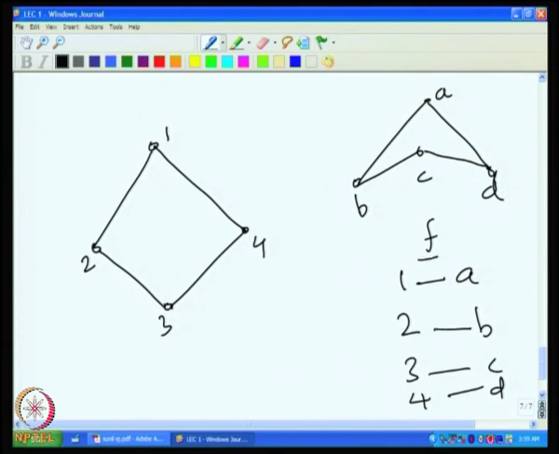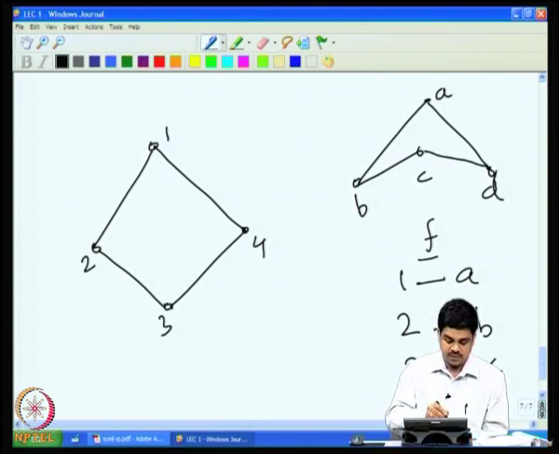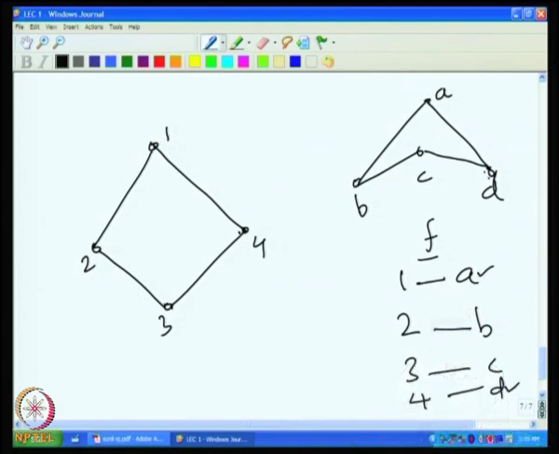As we want, whenever there is an edge, that means 1 4 is an edge, the corresponding vertices a and d have an edge between them. Similarly, 1 3 is not an edge, and between a and c, the corresponding vertices, there is no edge. So, we say that these two graphs are isomorphic. Essentially, that means they are the same graph, but maybe drawn differently.